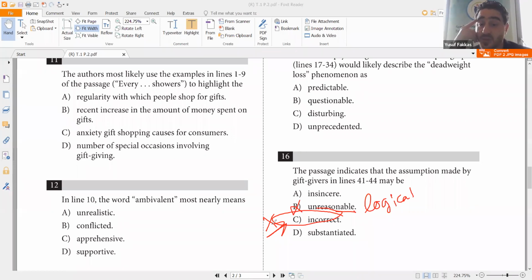So I cannot say it's unreasonable. Actually, it is reasonable. They are saying the more money I pay for the gift, the more I care, and the people that receive my gift should appreciate it more. That's reasonable. It's just incorrect. And that's the difference between B and C.